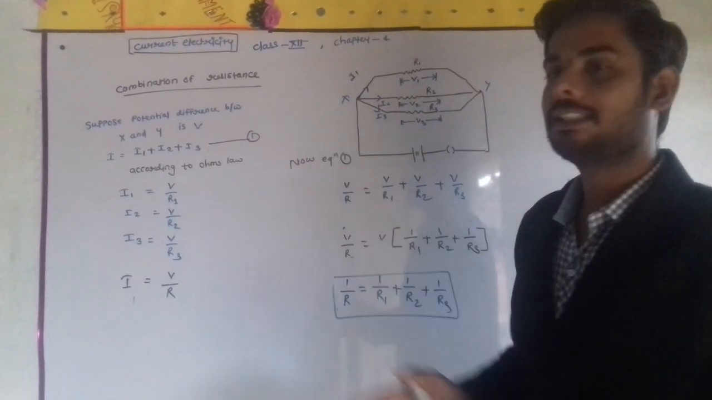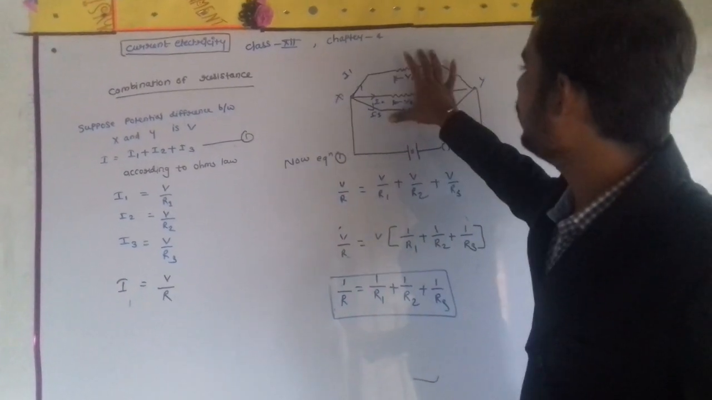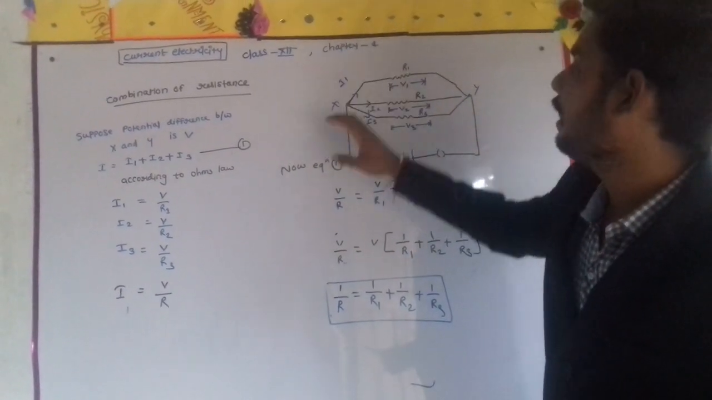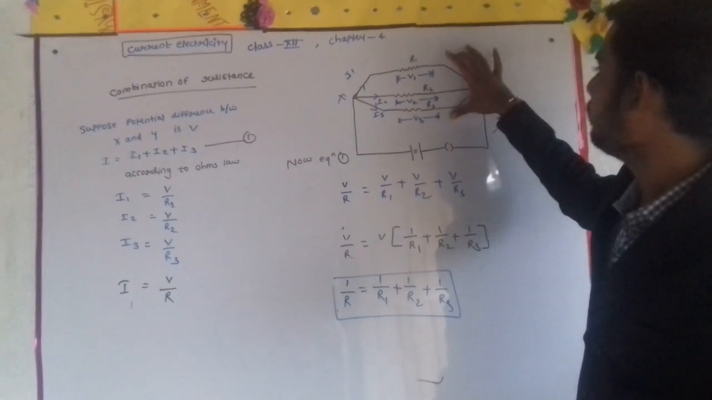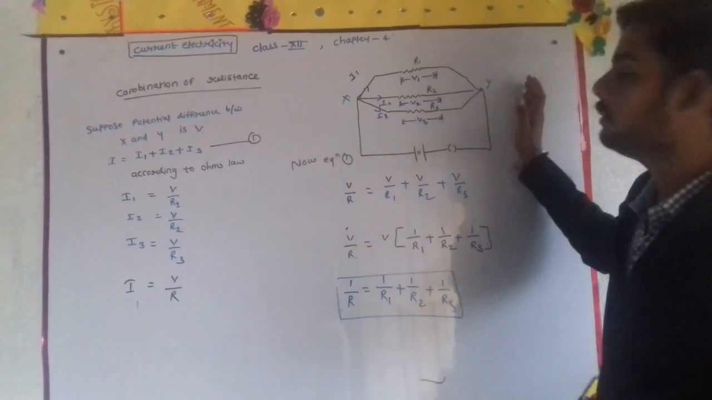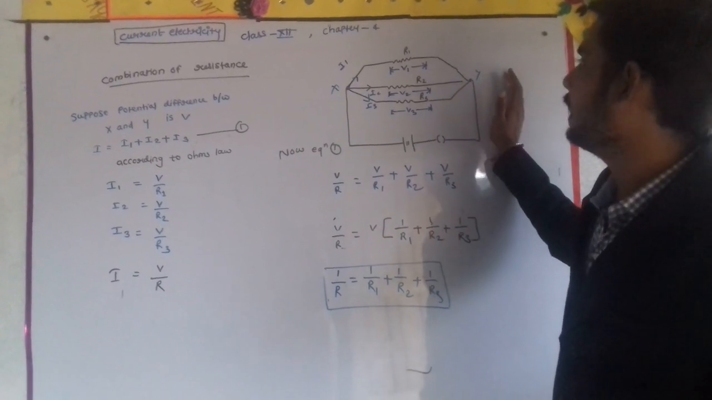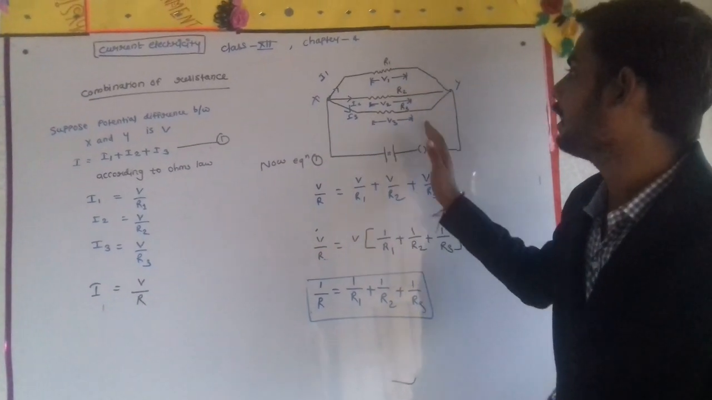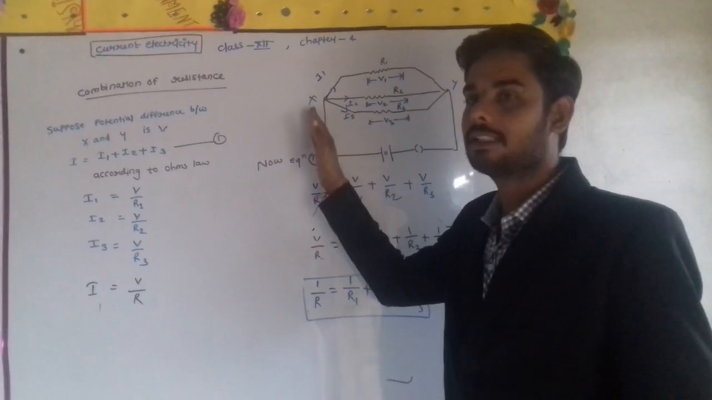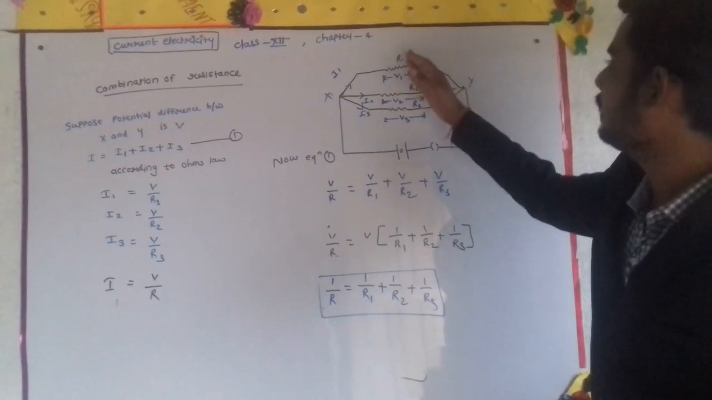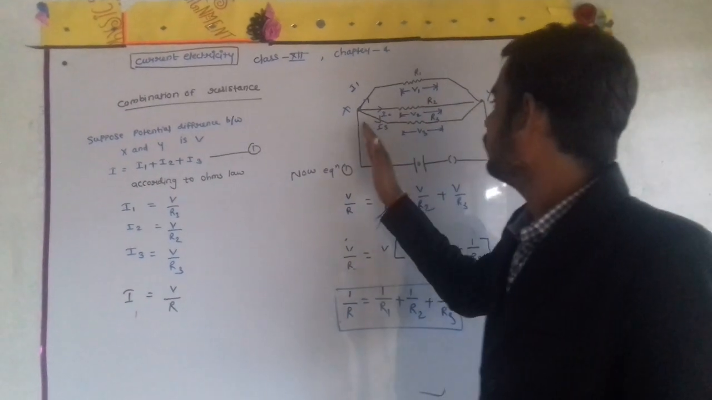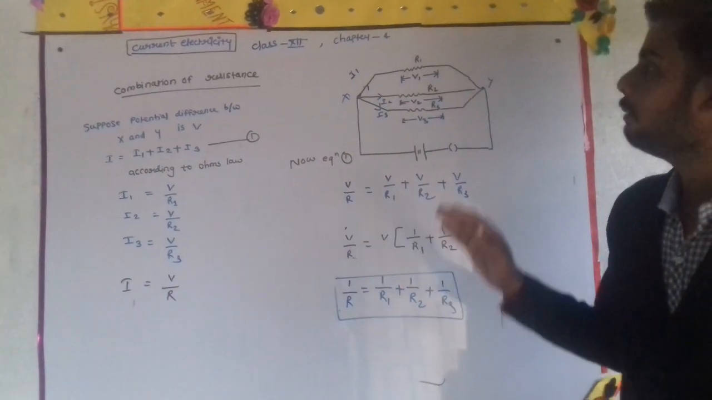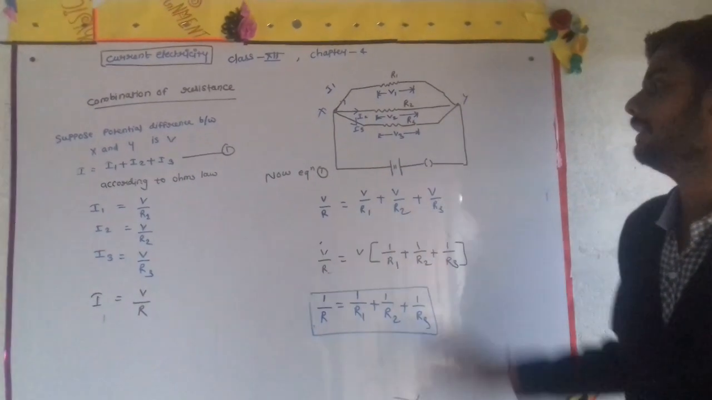When two or more resistances are joined in such a way that the first point of each is connected to one point, and the second point of each is connected to the second point. Suppose that R1, R2 and R3 are connected. Their first terminal is connected to the point X and their second terminal is connected to the point Y. This combination is known as a parallel combination of resistance.